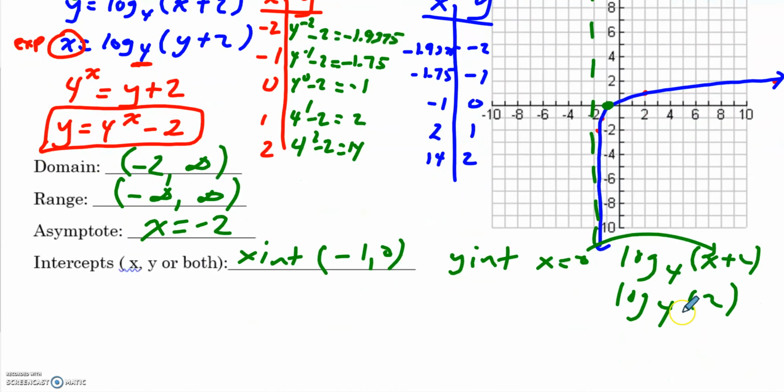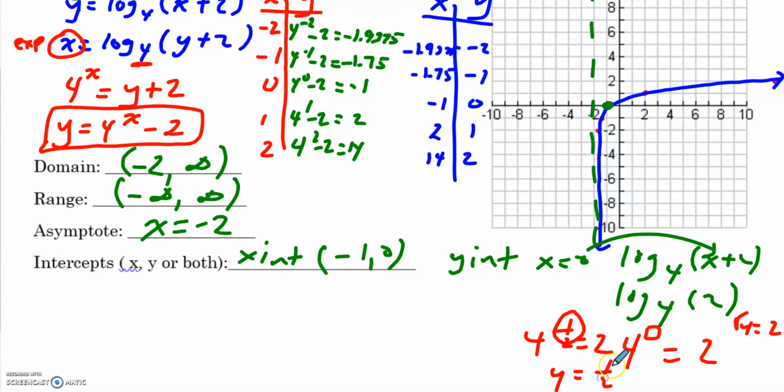And we can do this without a calculator. Remember, this means 4 to the what is 2, because logs are exponents. Well, how do I get from 4 to 2? Well, I know that the square root of 4 is 2, which means that 4 to the 1/2 must equal 2. So the exponent that I'm looking for is 1/2, which means that the y value I'm looking for is 1/2. So my y-intercept would be at 0, 1/2.